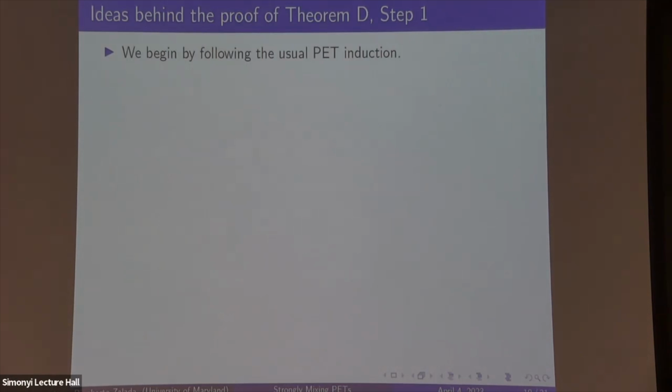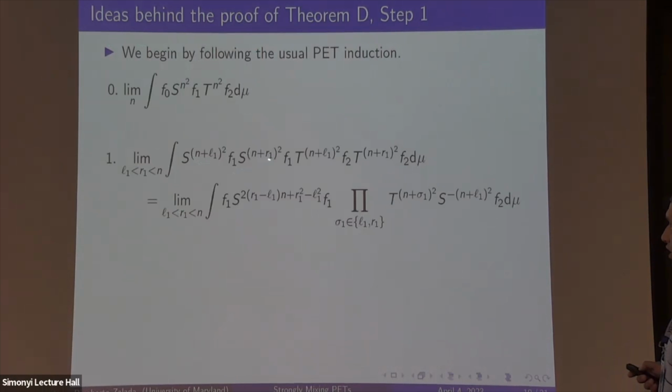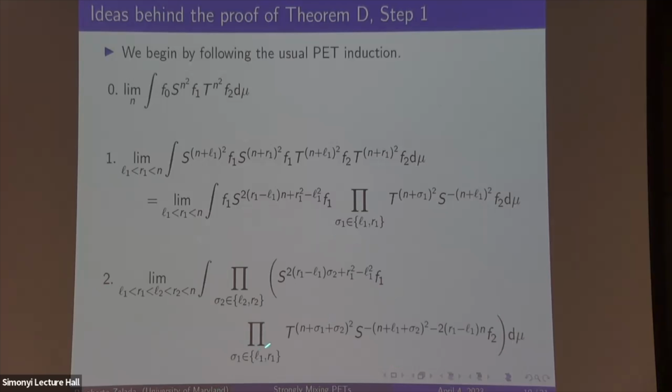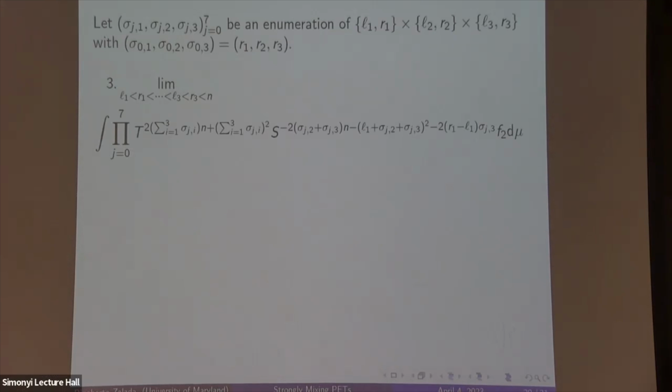Okay, so the proof is divided into 3 steps. Step 1 is applying the usual PET induction. So we start with this expression here. And then what van der Corput says is that you have to add L1 and R1 to each of the terms. So we add L1 and R1 to each of the terms, then simplify, get this. We do it again, we get this thing here, which now I have to use some notation. So sigma 2 is either L2 or R2, and sigma 1 is either L1 or R1. All right, so we get there. We apply van der Corput once more, and we arrive to this.